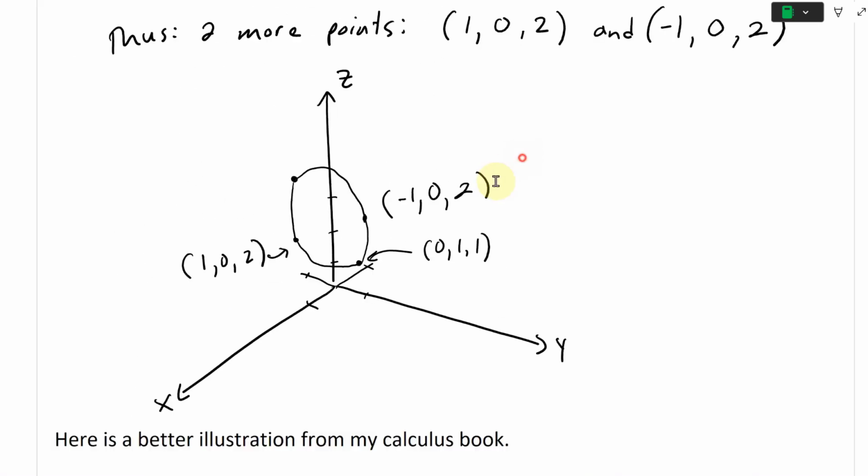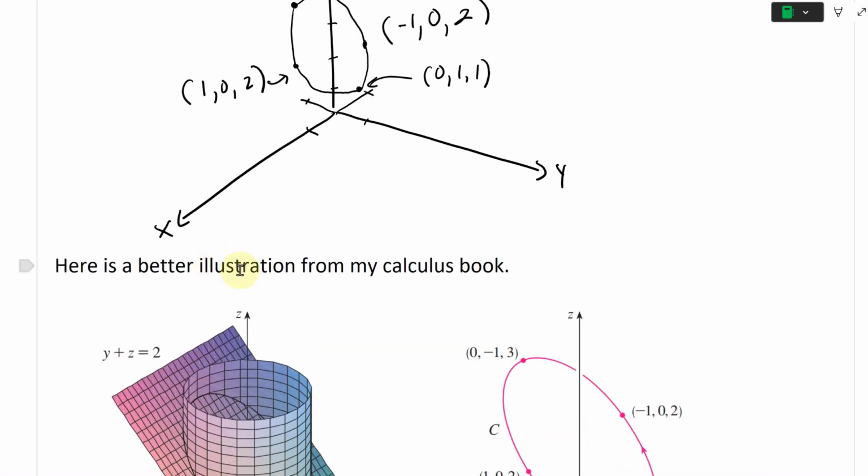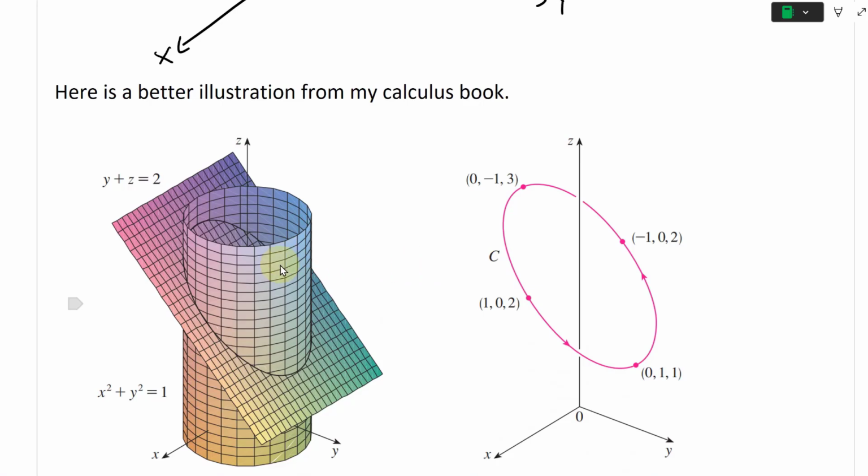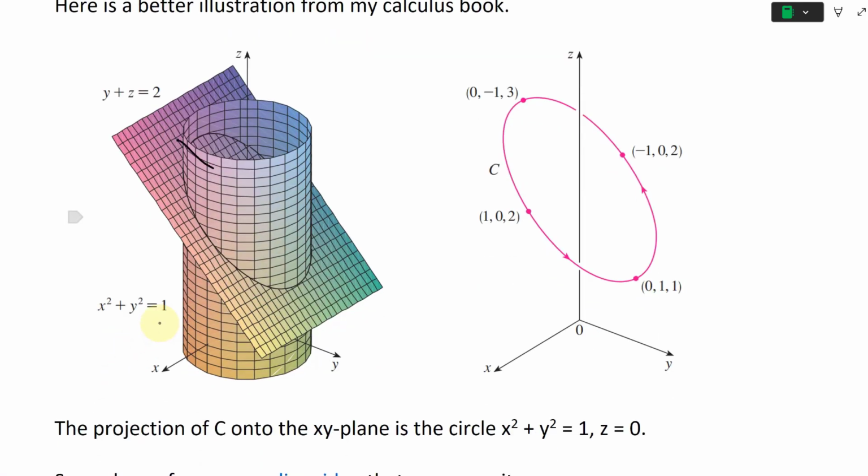Alright, so that's that. Yeah, that was a pretty bad drawing, but here's a better illustration from my calculus book. There is the plane y plus z equals 2. So basically a line like this, and the x direction goes infinite back and forth. Think of it as a line in the zy plane, and the x one goes to infinity. And this one here, x squared plus y squared equals 1, is just a circle with an infinite vertical component. The z goes to infinity, up and down.